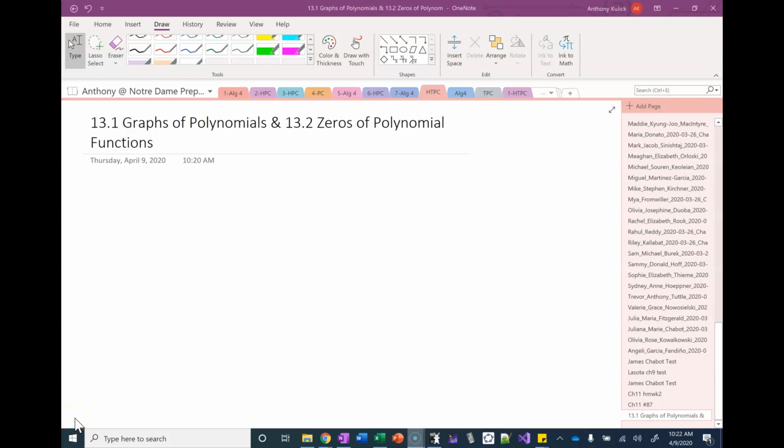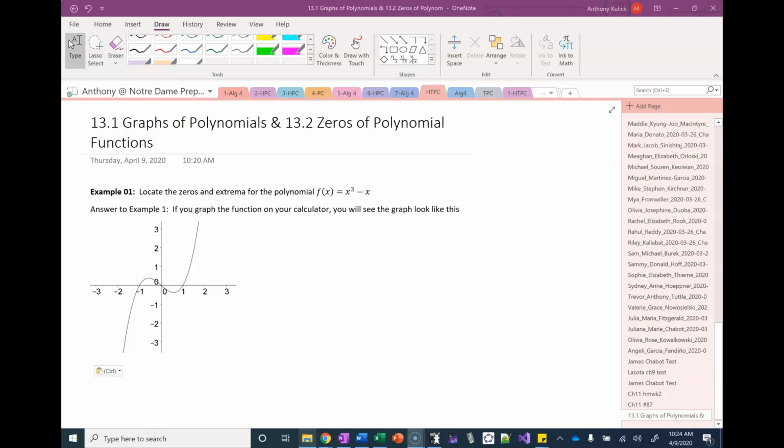Hello all. Today we're going to be starting chapter 13. In chapter 13 we're talking all about higher degree polynomials. And we're going to start just by talking about some graphs of polynomials and doing a little bit of vocab. There's really no calculation, so to speak, for this chapter. We're going to talk about two pieces of vocabulary here today.